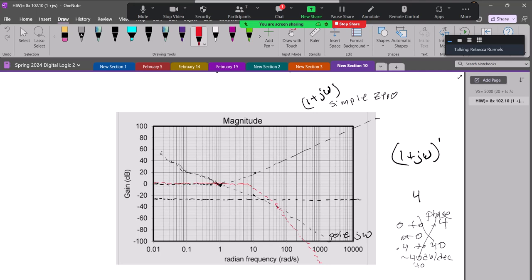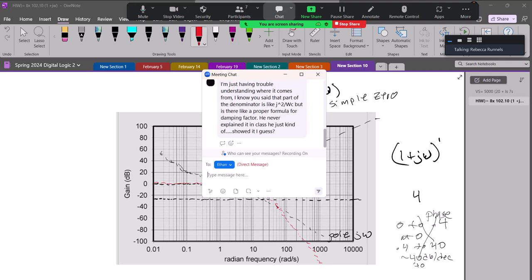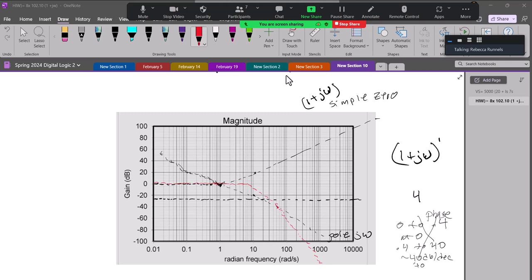There's also a chat. I'm just having trouble understanding where he comes from. Okay, yeah, so I will come back to that after I finish the graph. You have the constant as 5 times 10 to the minus 2, right? Yes? I'm getting minus 3. Did you forget the 10 that you factored out of the 1 plus j omega? Right, yeah, that's true.